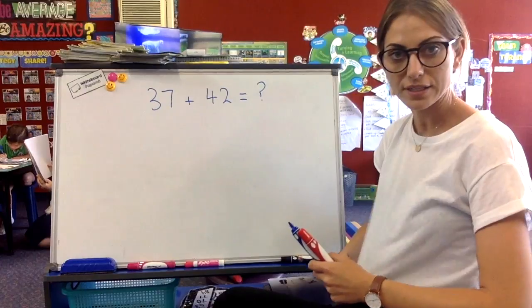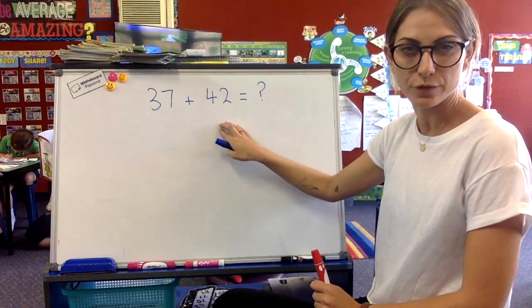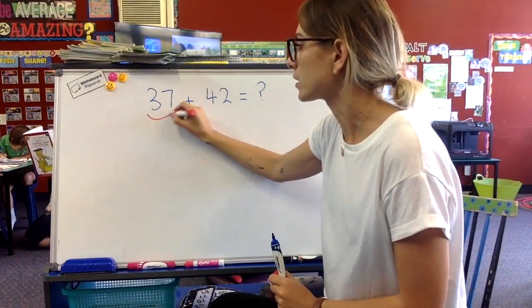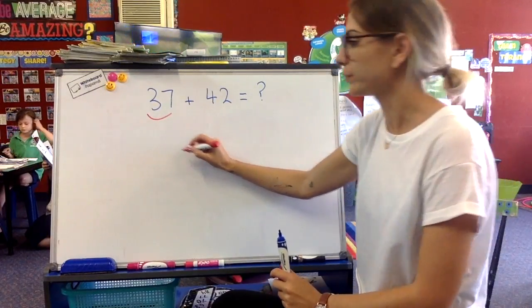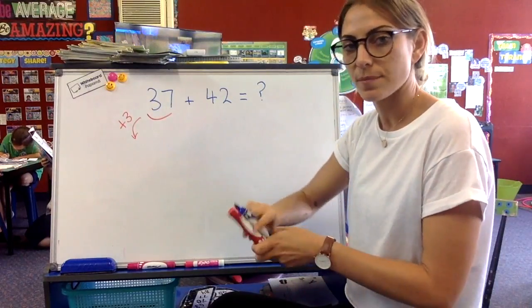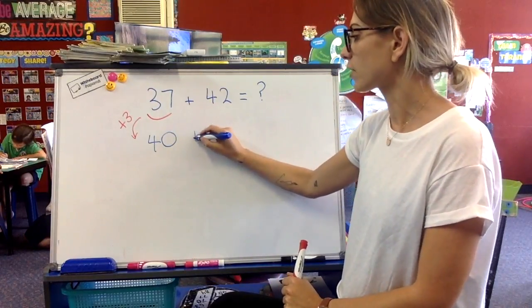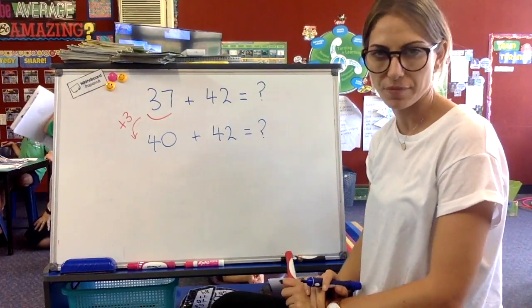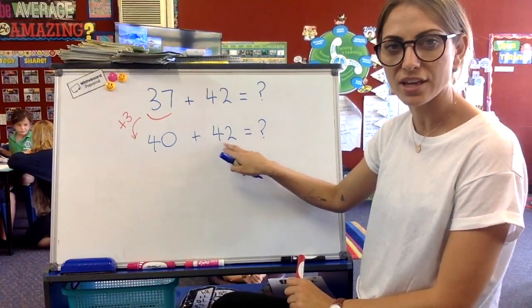So now we're going to use rounding to help us solve some addition problems. If you've got a problem like 37 plus 42, you can use rounding to make solving it easier. So we're going to round 37, and the closest tidy number to 37 is 40. So we're going to add on 3 to make our first number 40. Okay, so then our equation is going to be 40 plus 42 equals something.